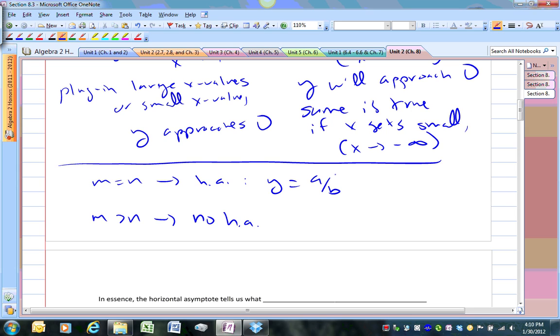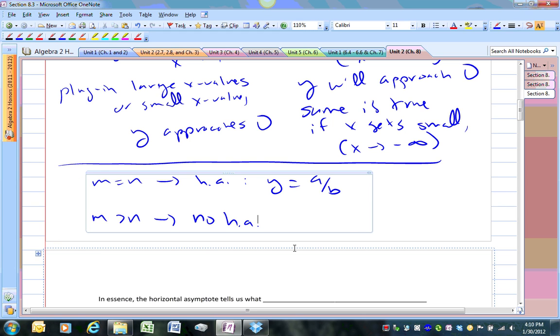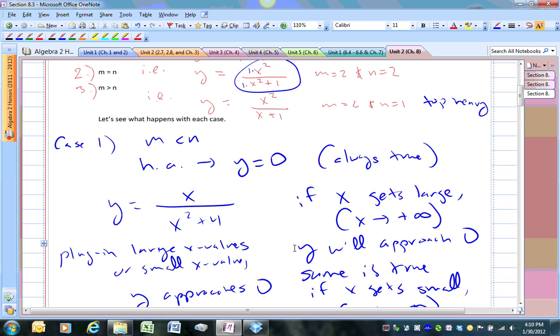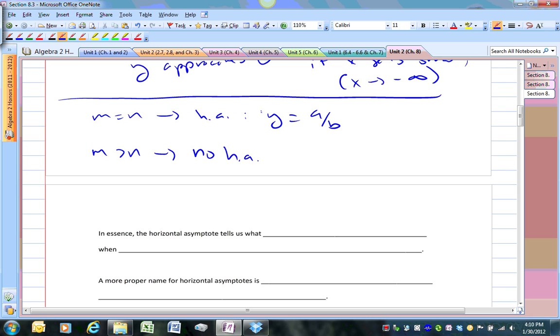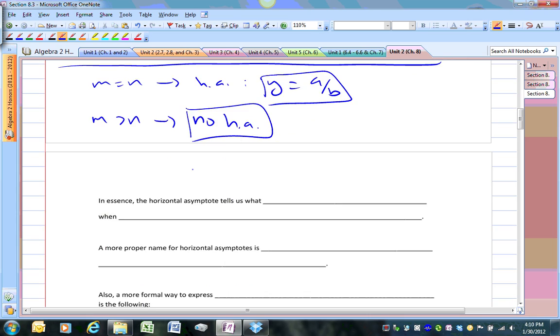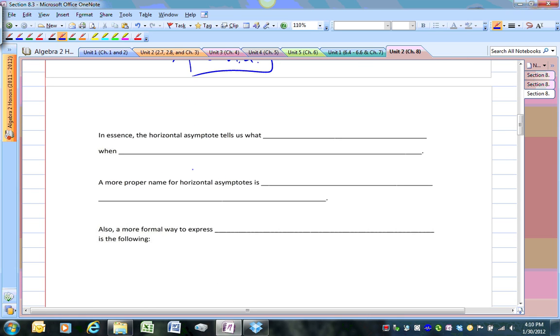So we'll examine these two cases in a little more detail when we meet again during block 1. But just keep in mind that when you have case 1, the horizontal asymptote is y equals 0. If the degrees are the same, the horizontal asymptote is y equals a over b. If m is greater than n, there is no horizontal asymptote. So in essence, the horizontal asymptote tells us what y approaches when x approaches positive infinity or negative infinity.